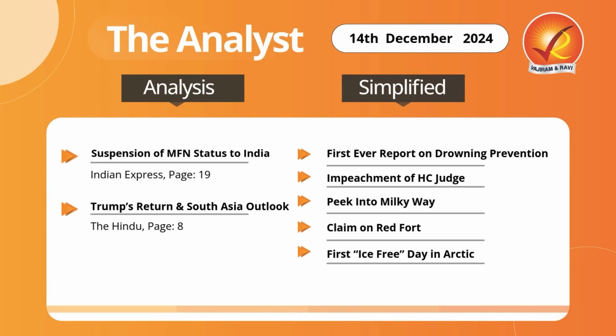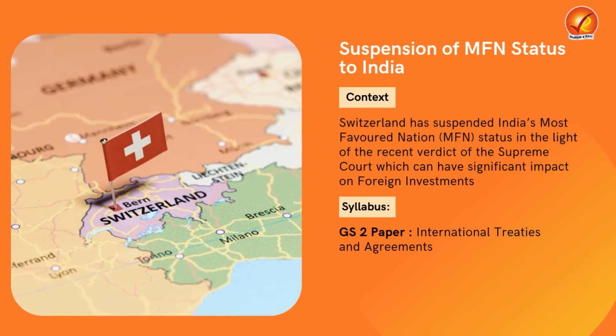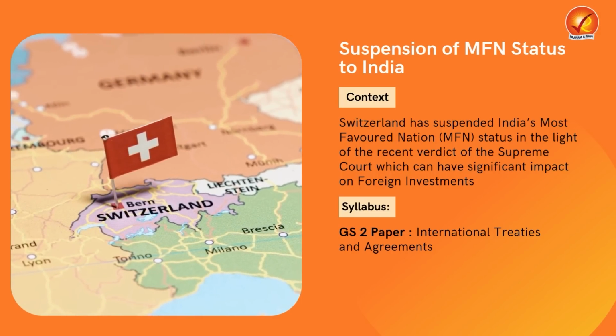In today's session, we will discuss 7 important articles as featured in the Hindu and Indian Express for your comprehensive understanding of the current affairs explained to you in the easiest language possible. The topics are as follows. From your analysis section, in the first topic, we are going to understand what we mean by the status of most favored nation, which was recently suspended for our country by Switzerland.